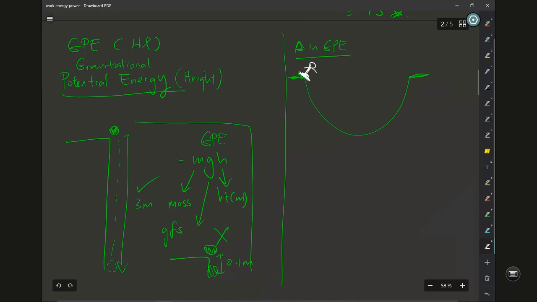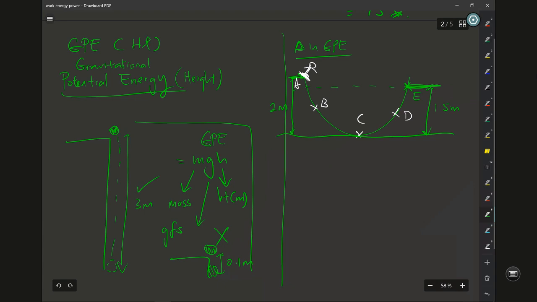Now I want us to consider a few points. First thing, point A, the point where he's at. Point B, point C, point D, and let's just make this slightly more interesting, and point E. Let's say E is the final platform. I want you all to see that from A to D, let's say this is like 2 meters, and from A to E is like 1.5 meters.